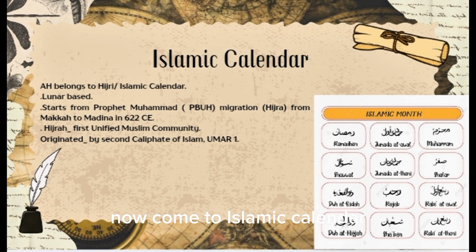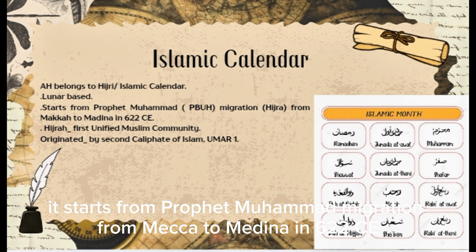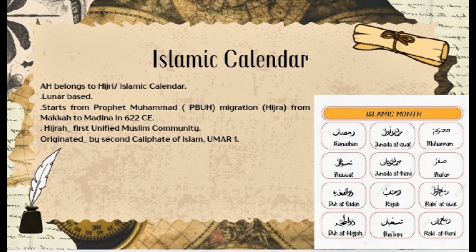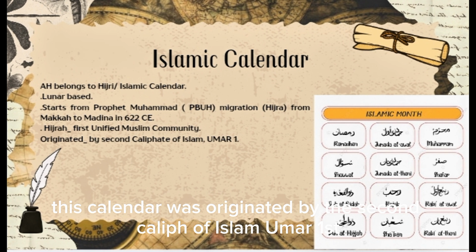Now come to Islamic calendar. AH belongs to Hijri or Islamic calendar. It is lunar based, meaning based on moon cycles. It starts from Prophet Muhammad's migration from Mecca to Medina in 622 CE. The Hijra marked the establishment of the first unified Muslim community. This calendar was originated by the second caliph of Islam, Umar I.